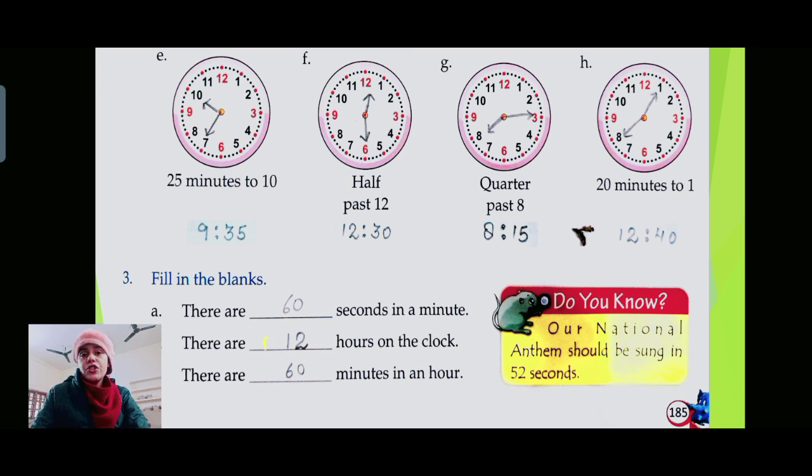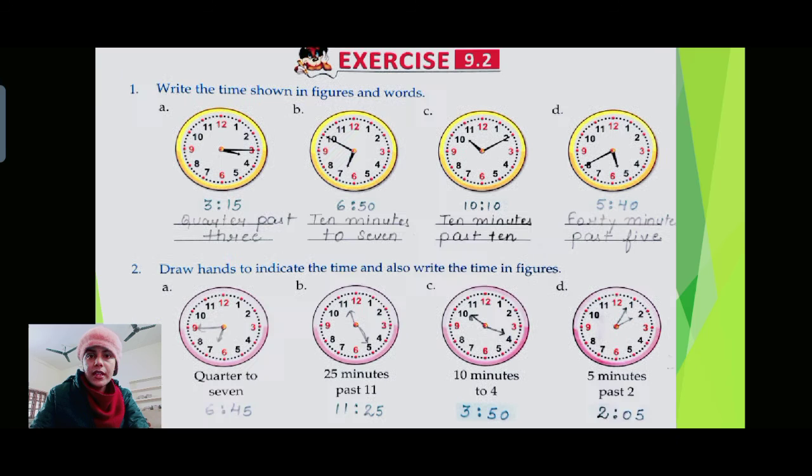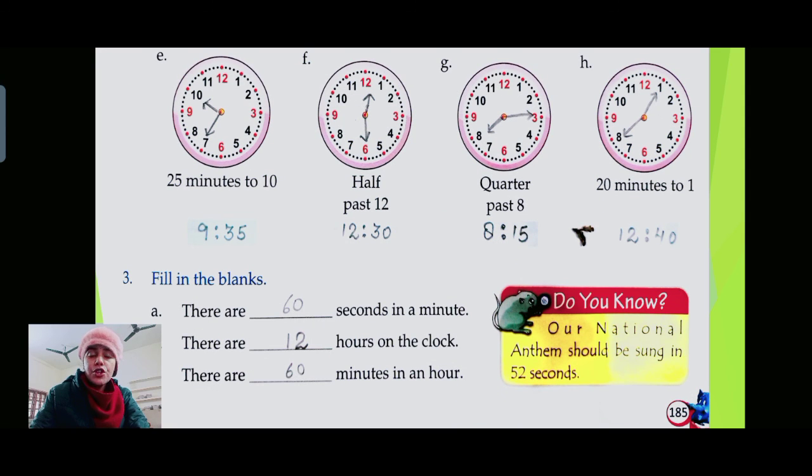The question is saying, children, there are how many seconds in a minute? I have just told you, in 1 minute, how many seconds are there? 60 seconds. There are how many hours on the clock? Can you see here how many hours we have in this clock? Total 12. So there are 12 hours on the clock. There are how many minutes in an hour? So children, there are 60 minutes in an hour.